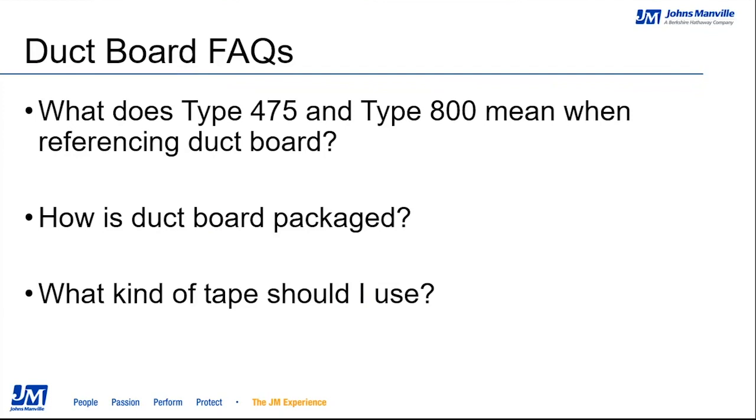So the 475 or the 800 ties into the duct reinforcement and the stiffener schedule that you might need if you're using it in a light commercial type application, things like that. So it's tied to the flexural rigidity of the product, or the EI rating.